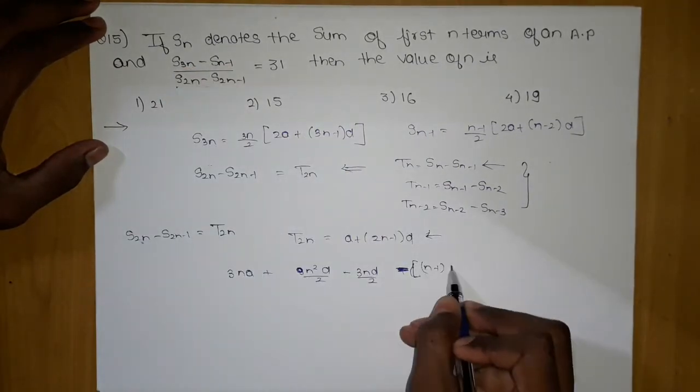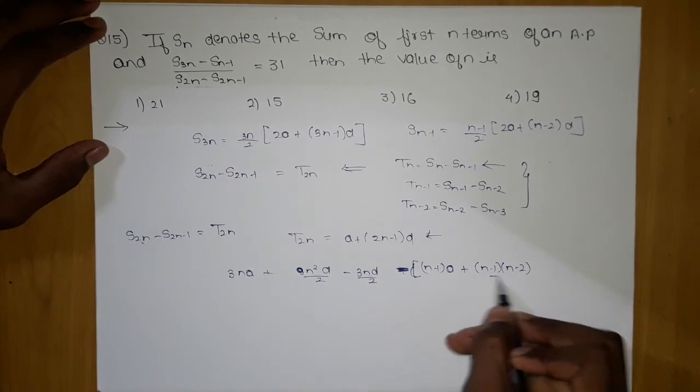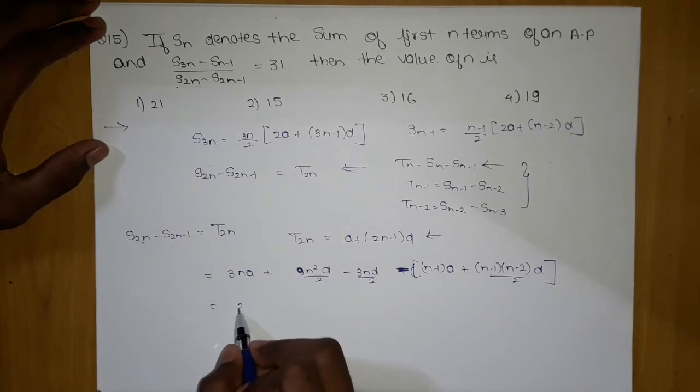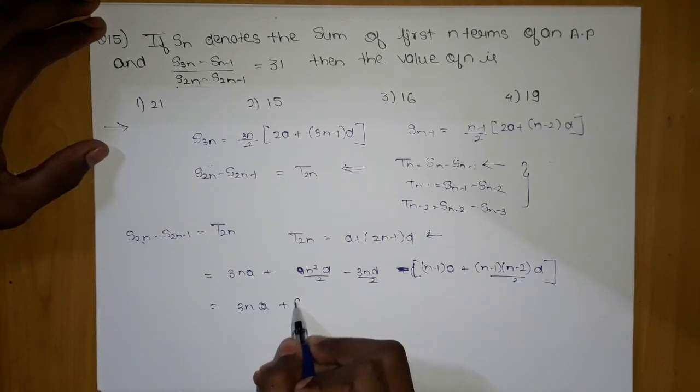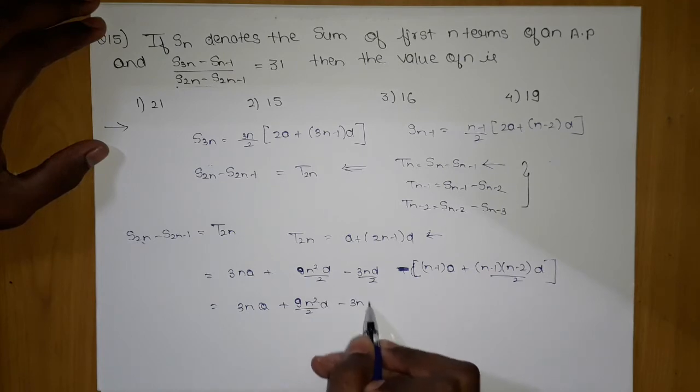N minus 1 into a plus what? N minus 1 into n minus 2 upon 2 into d. Okay, so hope you have understood. After this, 3na plus 9n square by 2 into d minus 3n d by 2.